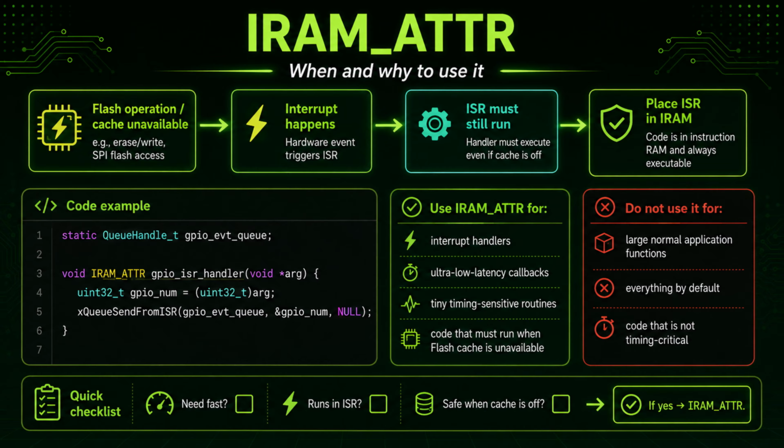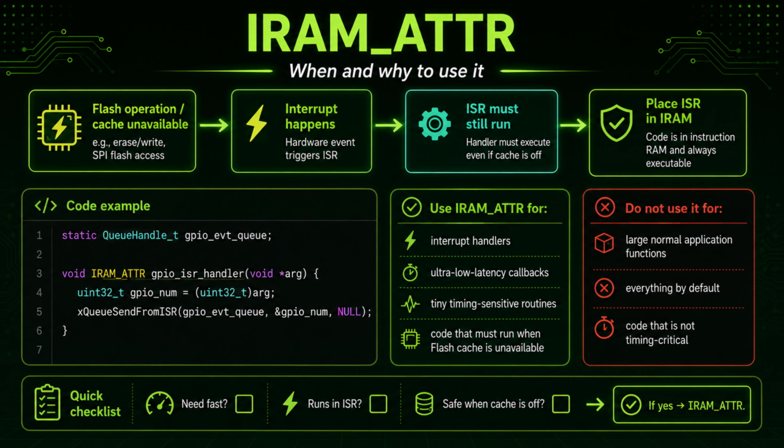IRAM_ATTR is an ESP-IDF attribute used to place a function into internal instruction RAM instead of leaving it in flash. The most common reason for using it is an interrupt service routine. Consider a GPIO interrupt. The hardware event can happen at almost any time. If the ESP32 is performing a flash write or erase operation when that interrupt occurs, some flash-based instructions may temporarily be inaccessible. If the interrupt handler is placed in IRAM, the CPU can continue executing that handler without depending on the external flash. This improves reliability and also provides more predictable latency.